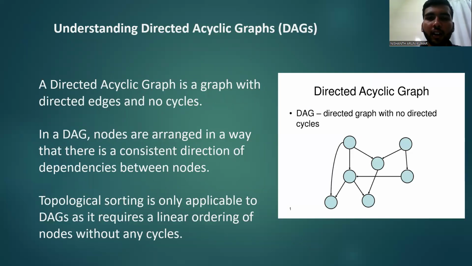Understanding the directed acyclic graph, DAGs. A DAG is a graph with directed edges and no cycles. In a DAG, nodes are arranged in a way that there is a consistent direction of dependency between the nodes. Topological sorting is only applicable to DAGs as it requires a linear ordering of nodes without any cycles.